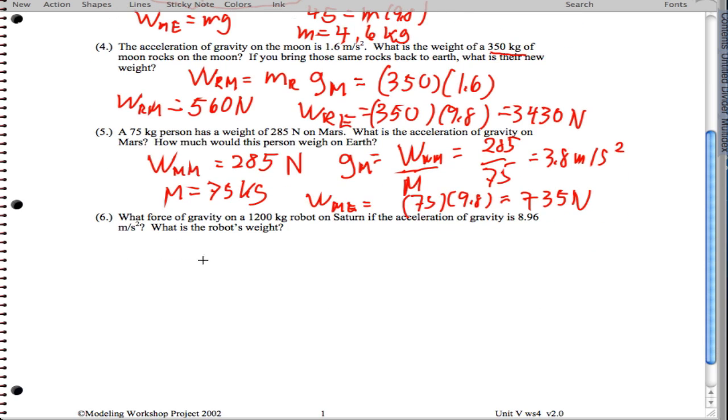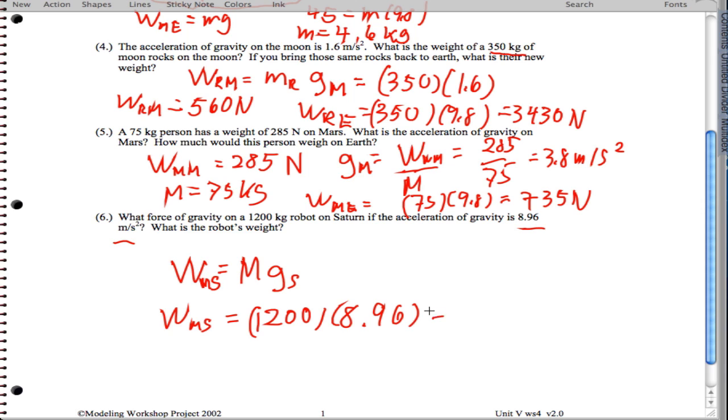All right. Now, we've got the force of gravity on a 1,200 kilogram robot. We want to know what that is if we have this acceleration. So once again, weight is mass times gravity on Saturn. The weight of the robot on Saturn equals the mass times the gravity on Saturn. So that's going to be 1,200 times 8.96. So when we go ahead and get that, we get 10,752 newtons. Excellent. So that's it for the weight problems.